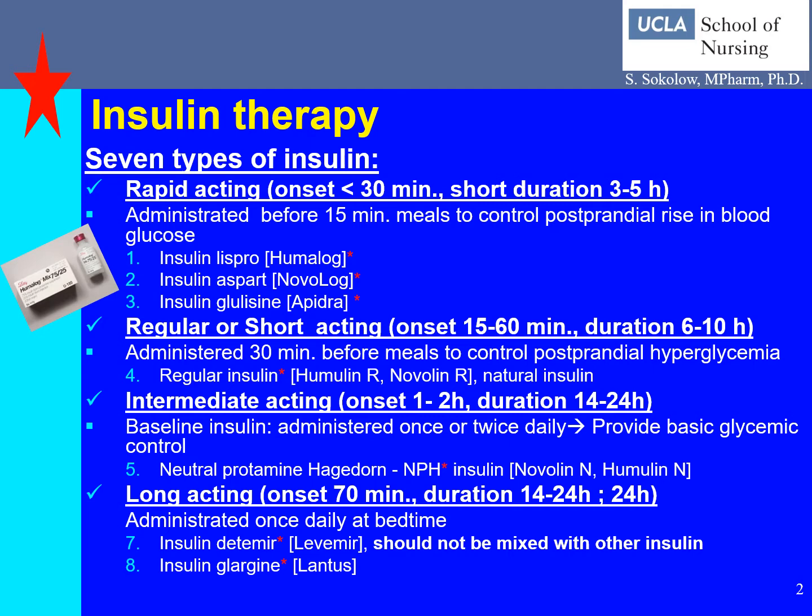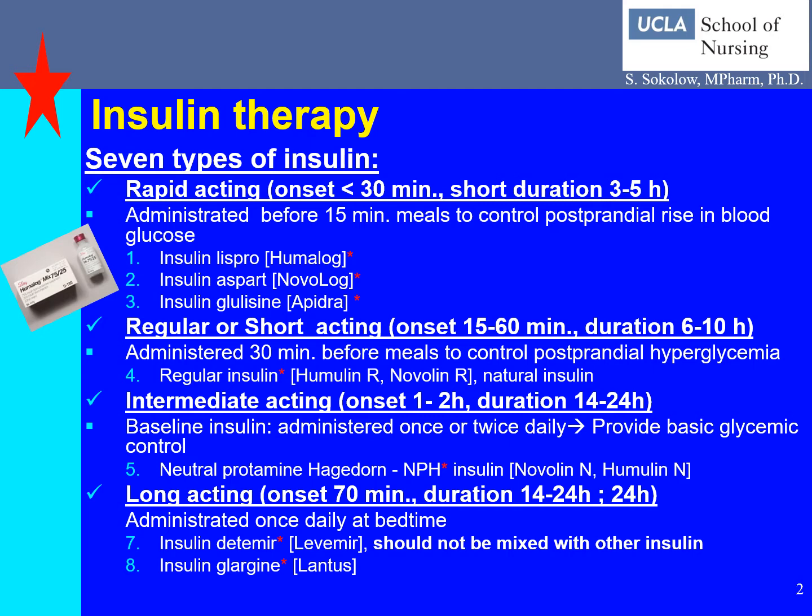And then the last type of insulin is the long acting, which has an onset of action of 70 minutes, and the duration is between 14 to 24 hours, so basically a day. So this is also an insulin that will provide baseline glycemic control, and this one is administered once daily at bedtime, and you have 2: insulin detemir or insulin glargine. And you have to be careful that insulin detemir should not be mixed with any other insulin because it will precipitate.